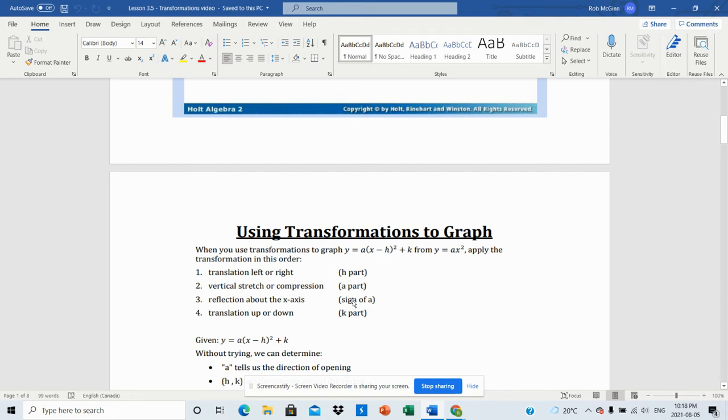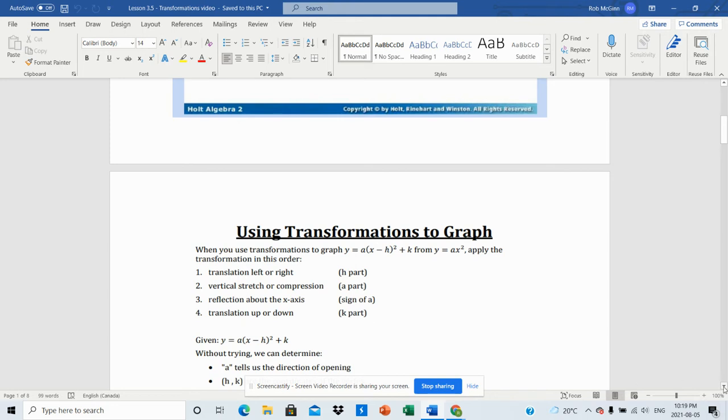Remember, if a is negative, then we go to step 3, which is a reflection about the x-axis. So instead of opening up, our parabola is going to open down. And then finally, we're going to do the k part, which is the translation up or down.